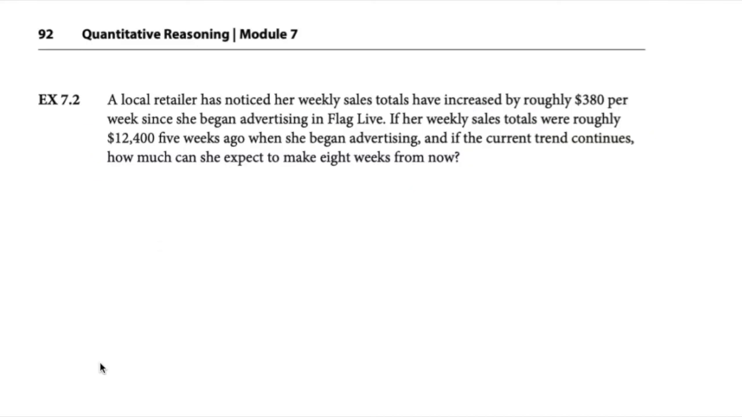In the next example, we're going to use some similar calculations to what we previously did. This time we're dealing with a local retailer who's been advertising in Flag Live, and she's got some sales values from before and after she started advertising. She's trying to measure the effect this advertising has had on her sales. The problem indicates that her sales have increased by roughly $380 per week since she began advertising in Flag Live. Her weekly sales were roughly $12,400 5 weeks ago when she began advertising. We want to know how much she can expect to make if this trend continues 8 weeks from now. It seems like the independent variable here is essentially time. To be more specific, I'm going to call my independent variable the number of weeks since she started advertising.